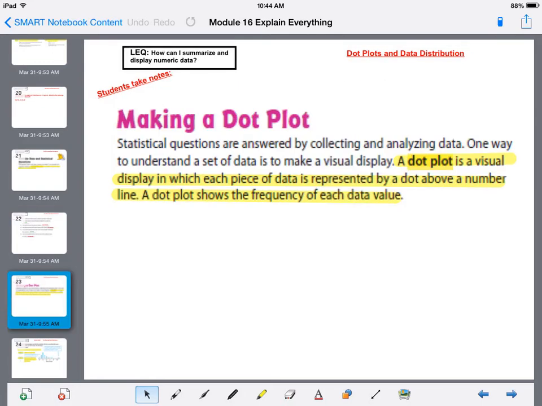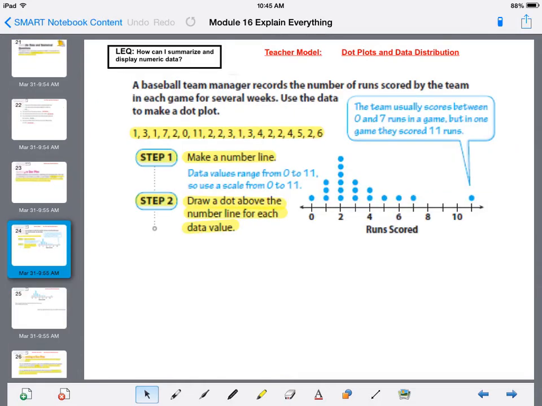When we make a dot plot, it is a visual display in which each piece of data is represented by a dot, and the dot plot shows the frequency of each data value. So for example, if we have a manager who records the number of runs scored by the team in each game, and we use this information to make a dot plot, these are the runs that were made, and so we're going to make a number line. And we're going to name this runs scored.